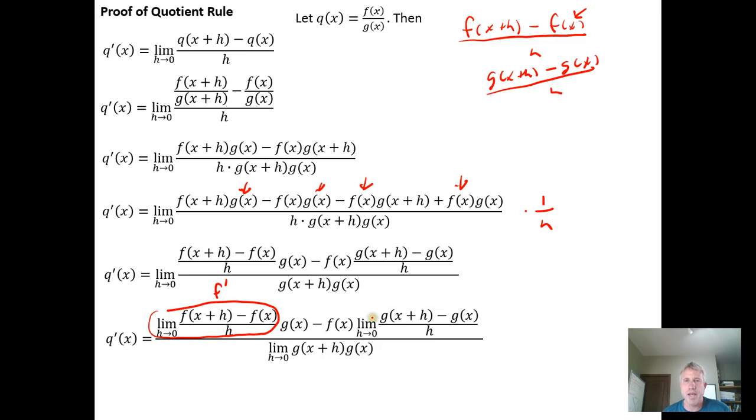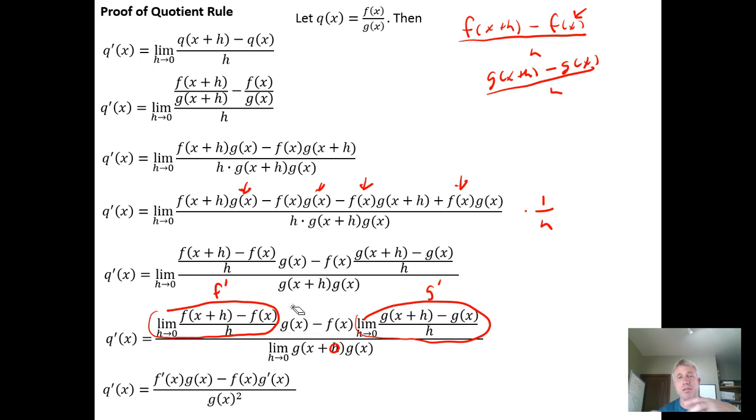That's the derivative of f. And the limit as h goes to 0 of the difference quotient applied to the function g is just g prime. And if we're taking the limit as h goes to 0 of g of x plus h, we'll just replace that h with a 0 in the end. We'll get g of x times g of x, which is just going to give us a g of x squared. So we wind up with the derivative of f times g right here, minus the function f times the derivative of g here, all over the square of g. So again, it falls out of applying the definition of the derivative.